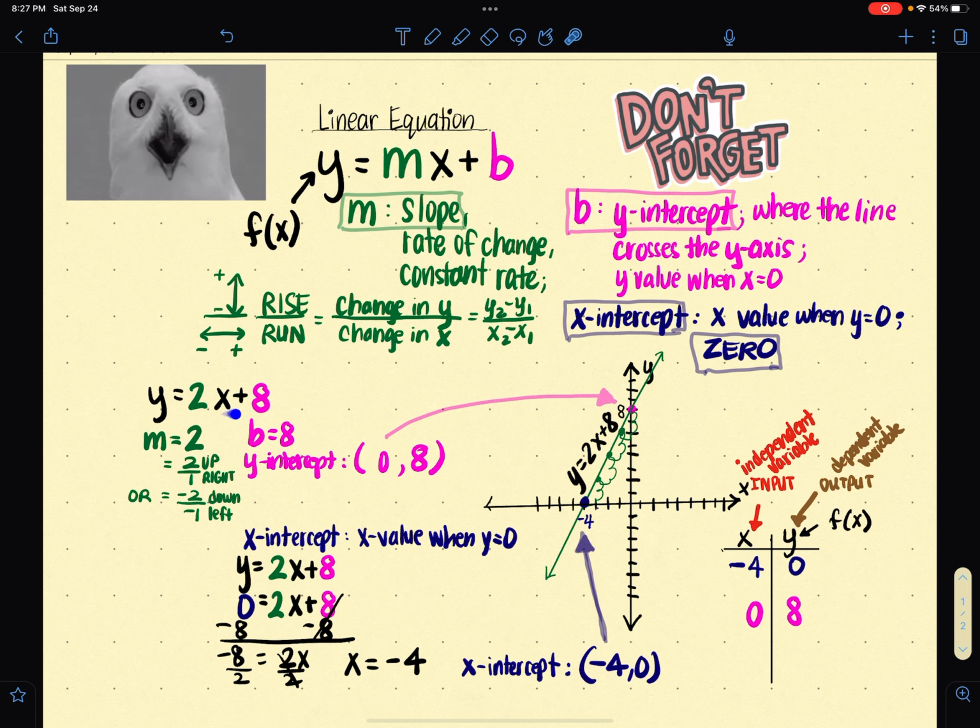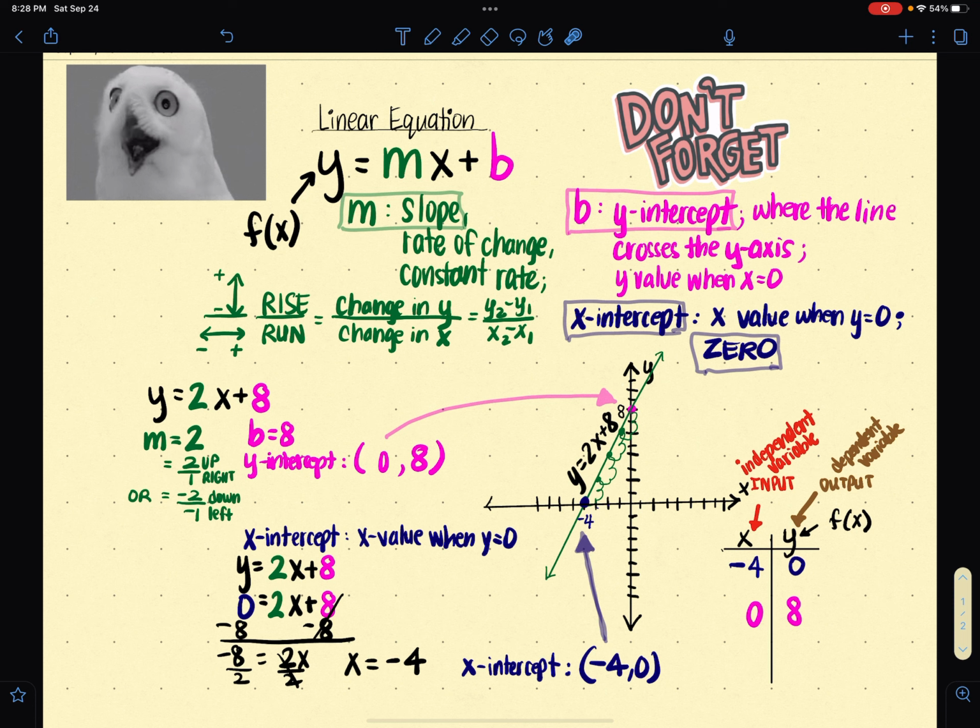Let's look at this example over here, y equals 2x plus 8. So once again, 2 is the slope, and 8 is the y-intercept. So that's b equals 8. But the fancier way to write it would be as a coordinate pair, right? So the y-intercept is the y value when x equals 0. And just like that, the x-intercept would be the x value when y equals 0.